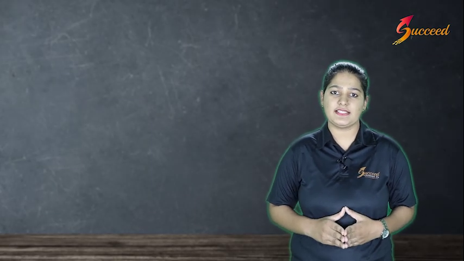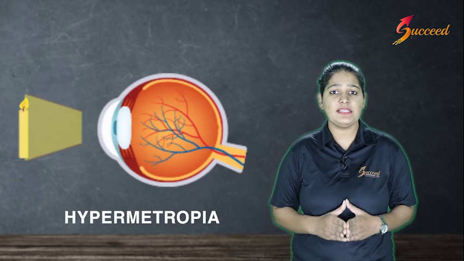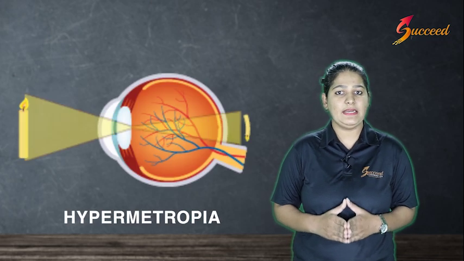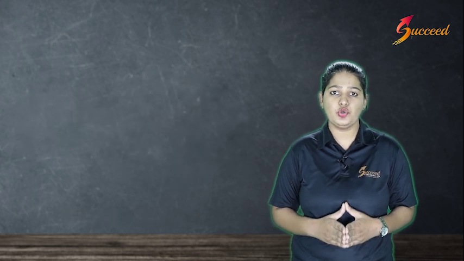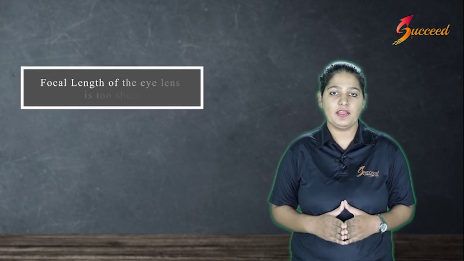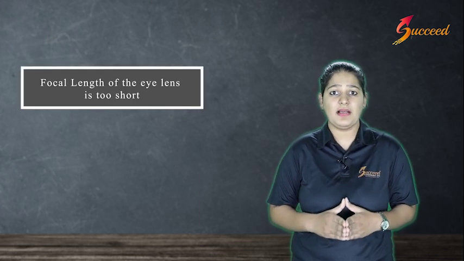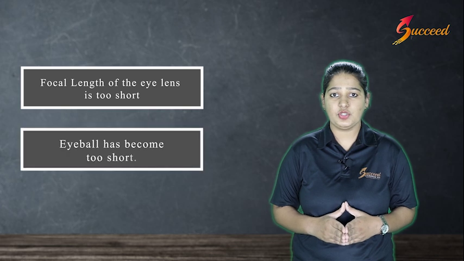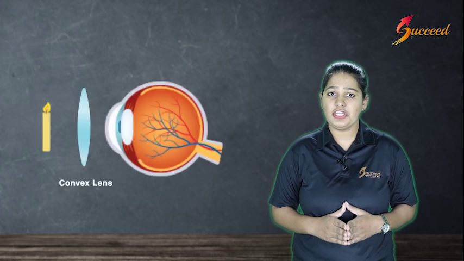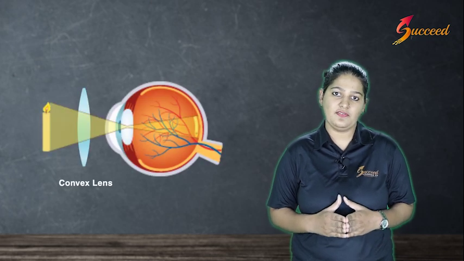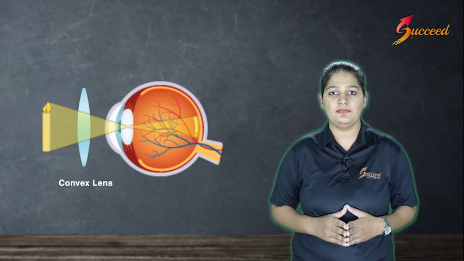Let's discuss the second defect of our eye, which is hypermetropia. This defect is also called as farsightedness. In this defect, person is able to see the far objects clearly but cannot see the nearby objects. This defect is caused due to 2 reasons. Number 1, the focal length of the eye lens becomes too long. Number 2, the eyeball becomes too short. The correction of this defect include usage of convex lens with suitable power.